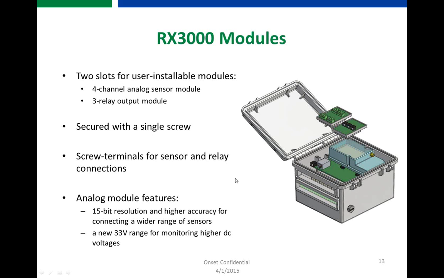And there are screw terminals used for connecting the sensors and relay connections. The analog module does feature improved 15-bit resolution and a higher accuracy for connecting a wider range of sensors. And also, you should make note of the new 33-volt range for monitoring higher DC voltages.